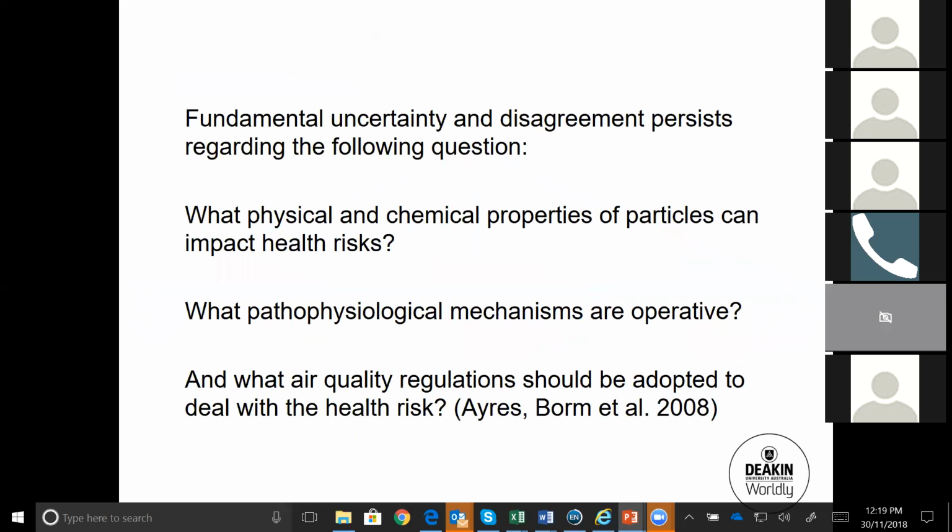Still, fundamental uncertainty and disagreement persists regarding the following question. What physical and chemical properties of particles can impact health risks? Is it only ROSs? Is it also the size of particles? Is it the charge as well? What pathophysiological mechanisms are operative? And what air quality regulations should be adopted to deal with the health risks? So these are still very important questions that we need to address in the future.